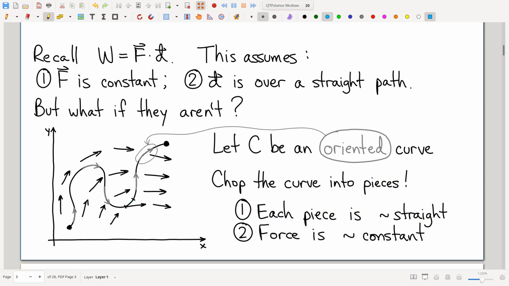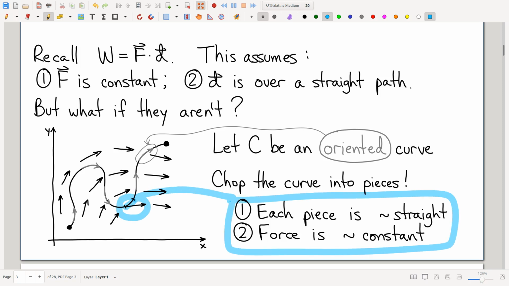So again, for example, on this little piece right there, teeny tiny little piece, I'm not looking at the whole curve all at once. Don't try to be a hero and do this all at once. On each little piece, it's a relatively simple problem. Basically straight. The force is approximately constant. Round off errors are going to go away in the limit. Is that cool?